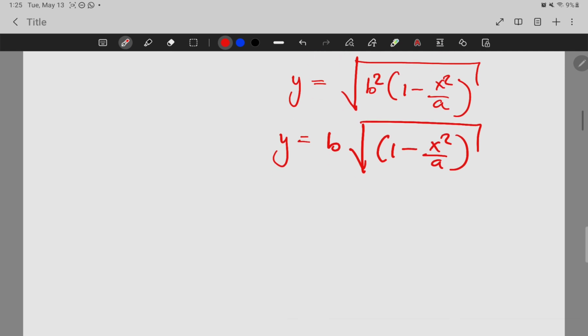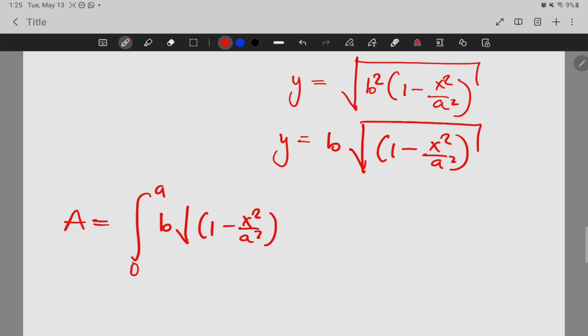When we substitute, now our area is going to be from 0 to a. And then where we have y, we'll put b root 1 minus x squared over a squared. The a is also squared there. And then we have dx.